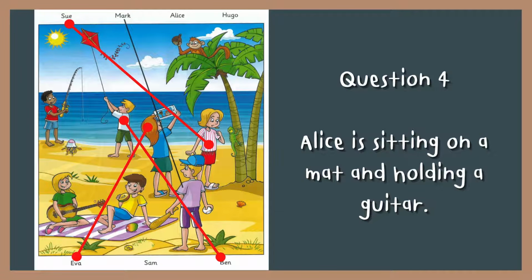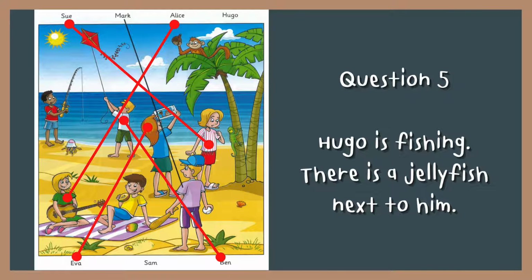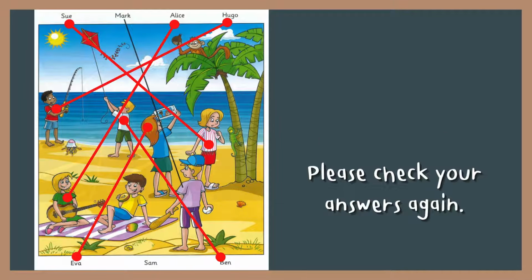Question 4. Alice is sitting on a mat and holding a guitar. That's easy. That's Alice. Look, she's the only girl who's holding a guitar. Question 5. Hugo is fishing. There is a jellyfish next to him. That's Hugo. Look, he's fishing.